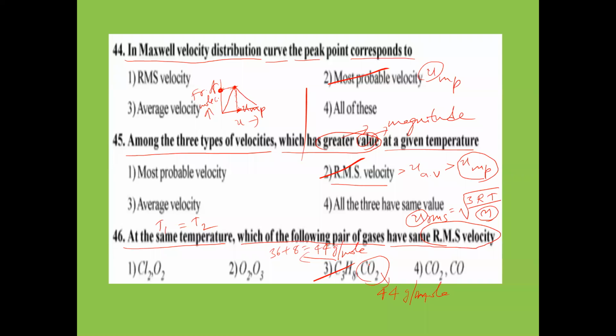When they have the same molecular masses at the same temperature, they will have the same RMS velocity. But in the remaining cases, the gram molecular mass is 71 grams per mole here, oxygen 32 here, ozone 48, and CO2 44 here, and CO 28 grams per mole. Like this, only in this option is the same molecular mass there for two gases.